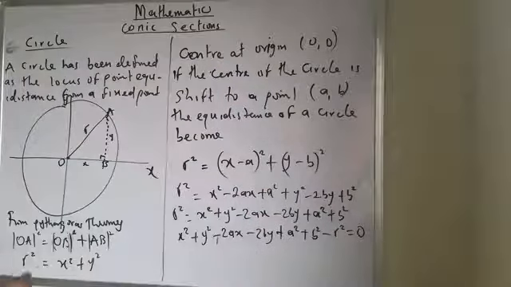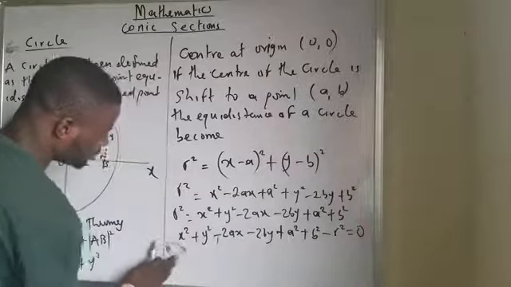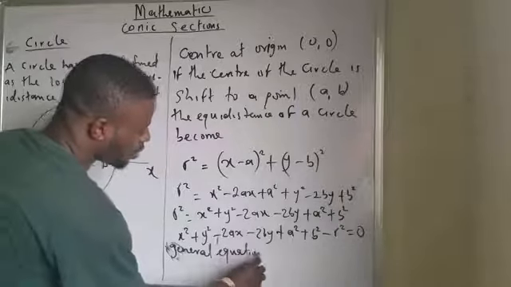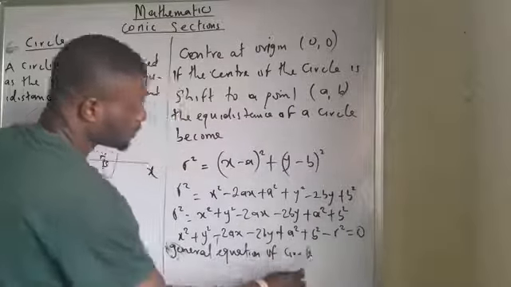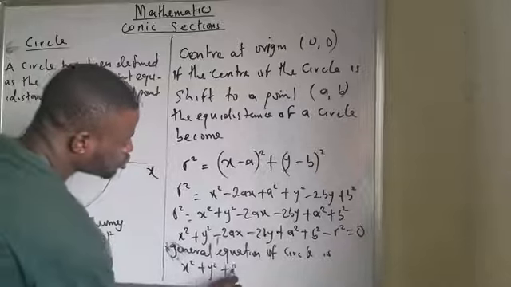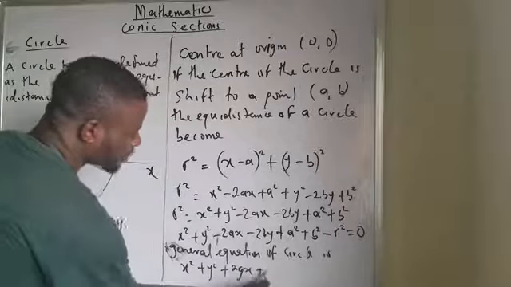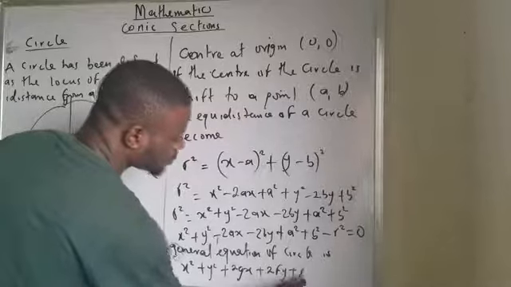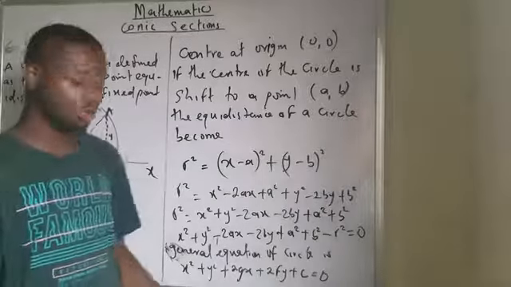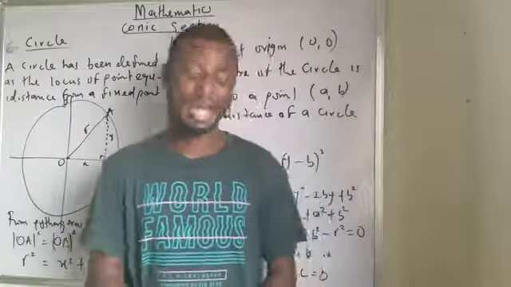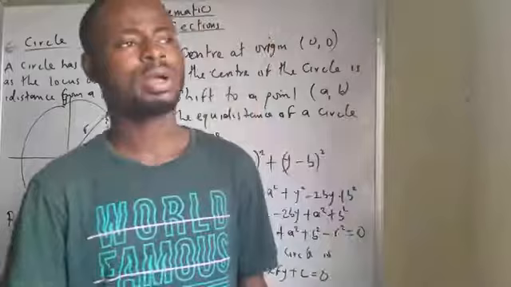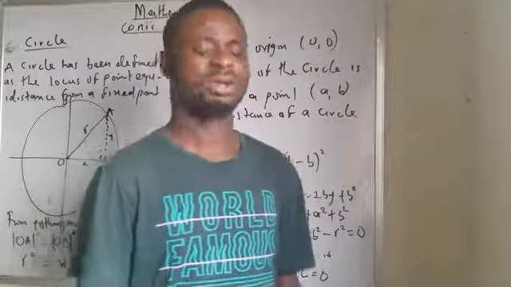Now, note, the general equation of a circle is x squared plus y squared plus 2gx plus 2fy plus c equals 0. Now, this is called the general equation of a circle, like the way we have the general equation of a line by saying that y equals mx plus c.